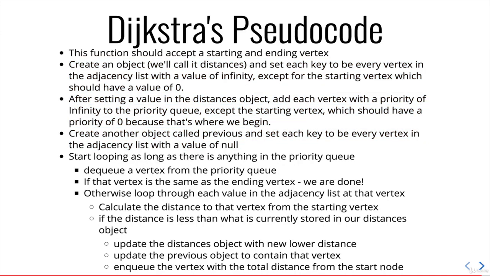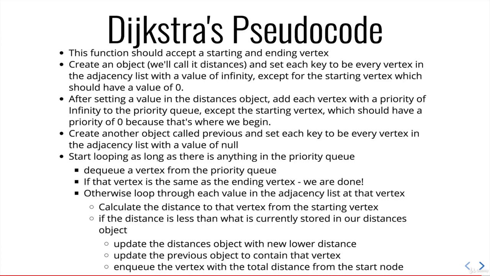Then we just loop as long as there's anything in the priority queue. So as long as there's something to visit, we're going to dequeue a vertex from the priority queue. So that means picking the smallest distance from A. What are we going to start with? Let's say D, because it has a value of 2, and everything else has a value of 4 or 6 or 10 or something. So we start with that, and then the first thing we do is we check, is this the vertex I'm trying to get to? Have I hit the end? And if that's the case, then we're done.